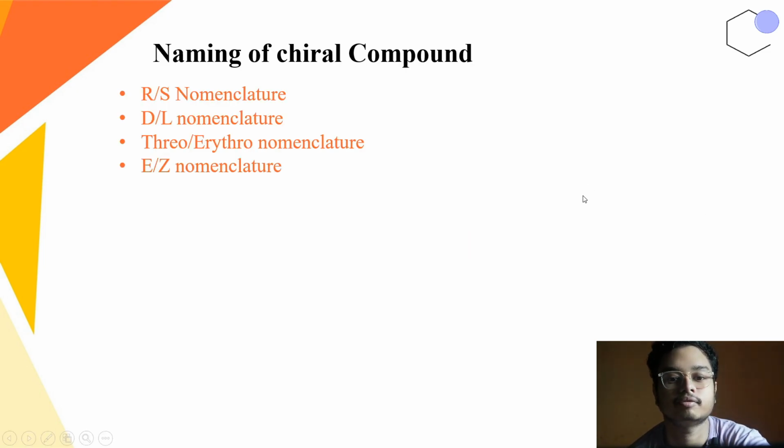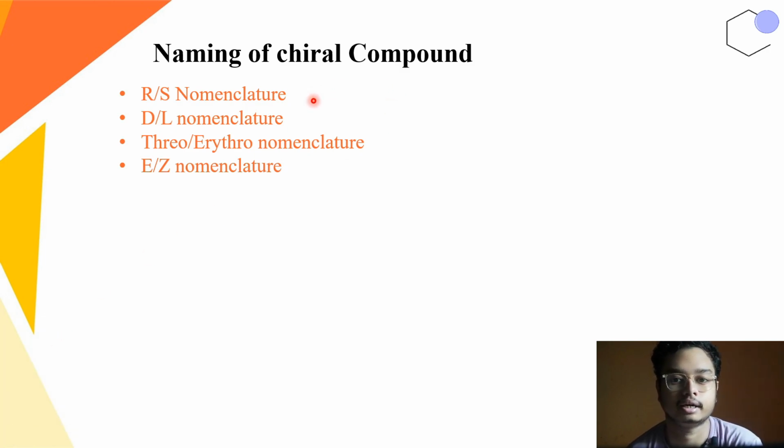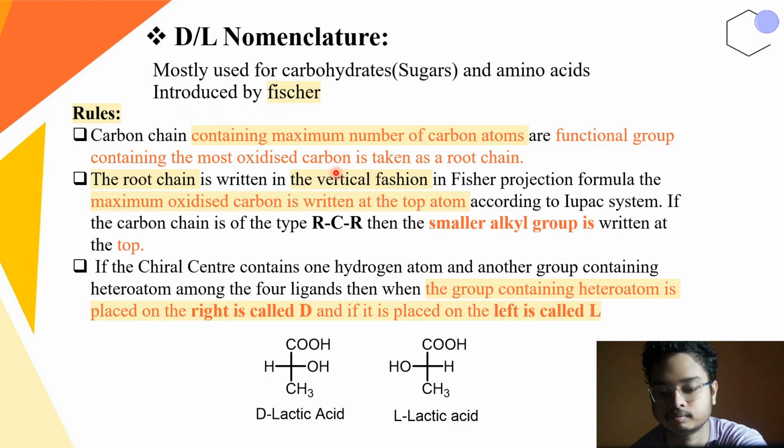So basically, for the naming of chiral compounds, various scientists have given different nomenclature systems, such as RS nomenclature, which is given by Cahn, Ingold and Prelog. This is the widely used nomenclature. Also DL nomenclature was there, which is given by Fischer. Then there are the threo-erythro nomenclature and EZ nomenclature. These are the four important classifications of how we can name chiral compounds. Okay, so initially we begin our discussion with the DL nomenclature.